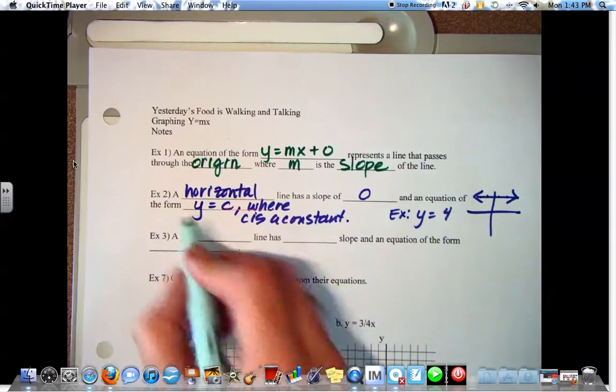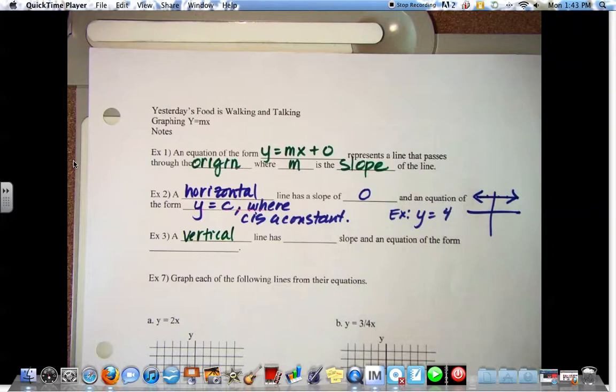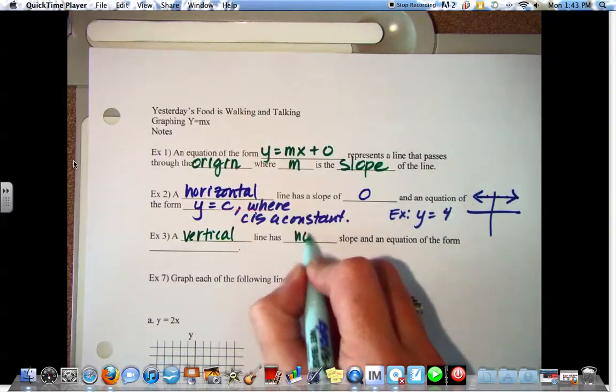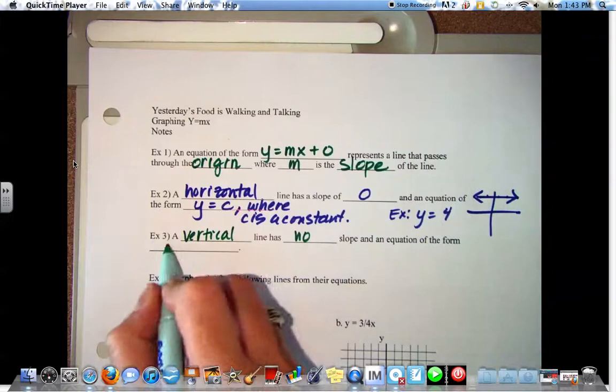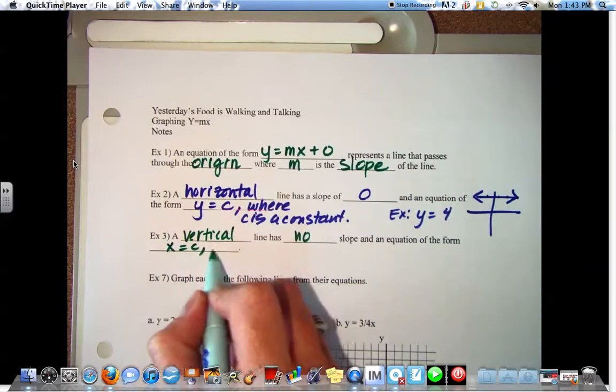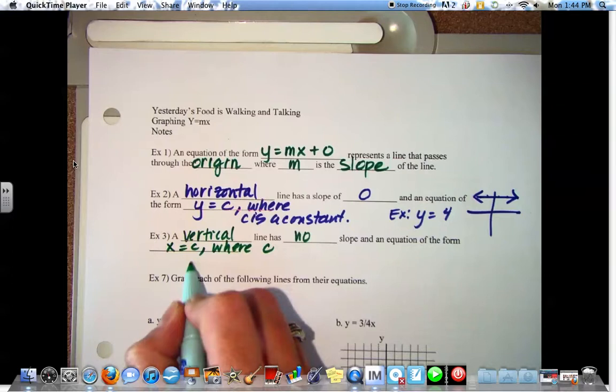All right, a vertical line has no slope and an equation of the form x equals c, where c is a constant.